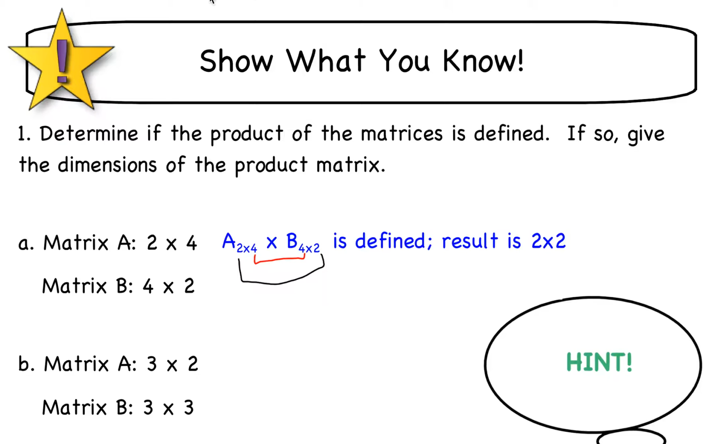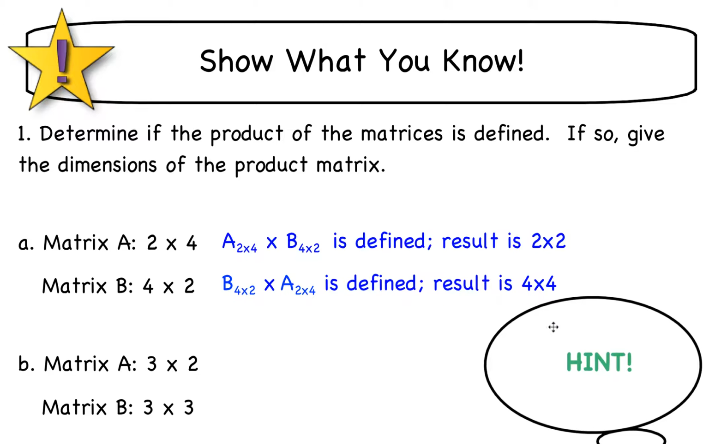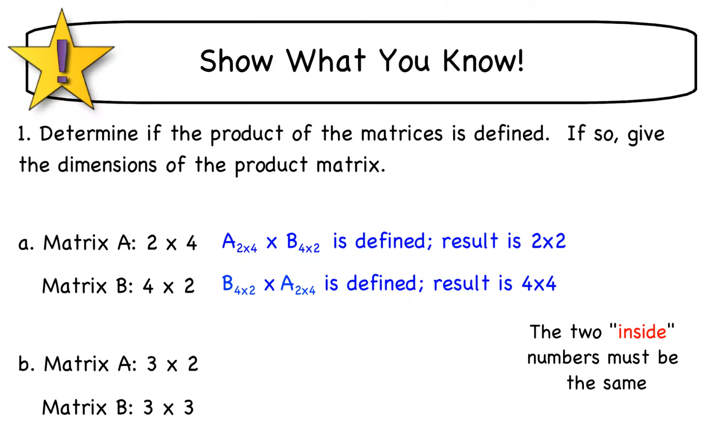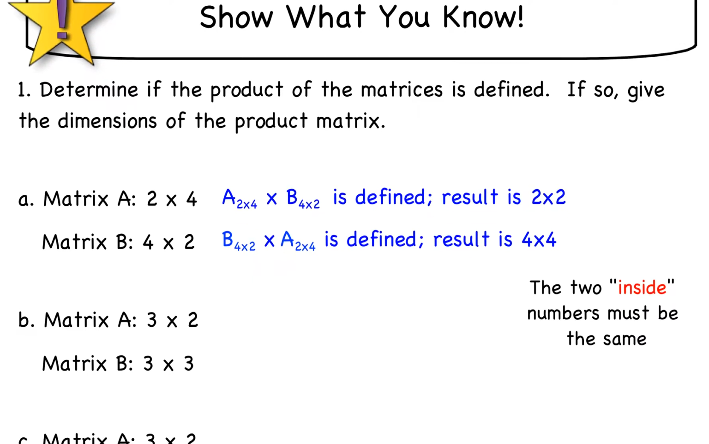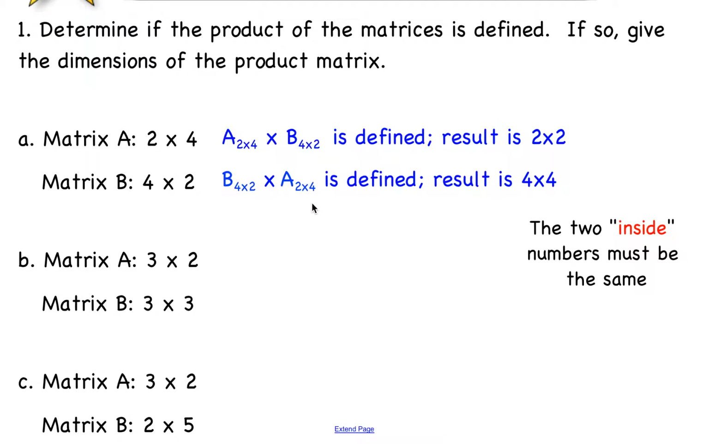That's the way you're going to be able to tell quickly whether or not you can multiply those matrices. Let's take a look at the next one. Is B times A defined? What if we switch this around to make it a 4 by 2 multiplied by the 2 by 4? B is 4 by 2, A is 2 by 4. Again, these inside dimensions match, so our resulting matrix is 4 by 4. So here's our hint: the two inside numbers have to be the same in order to multiply the matrices, and the outside numbers are the dimensions of your product matrix.